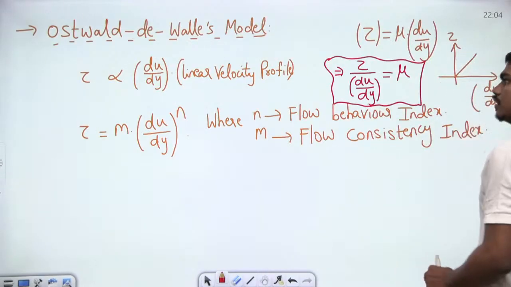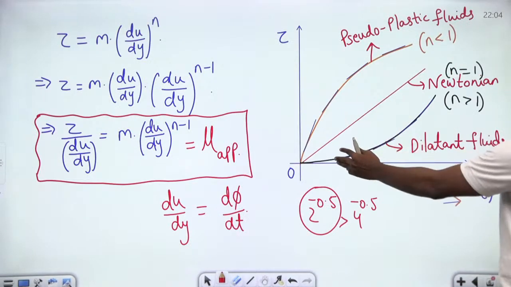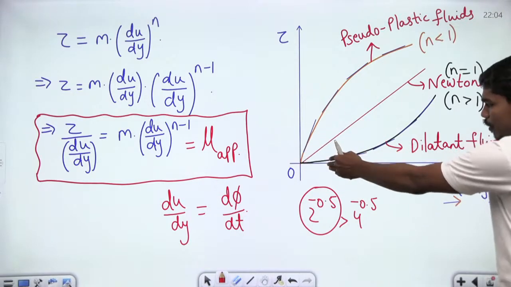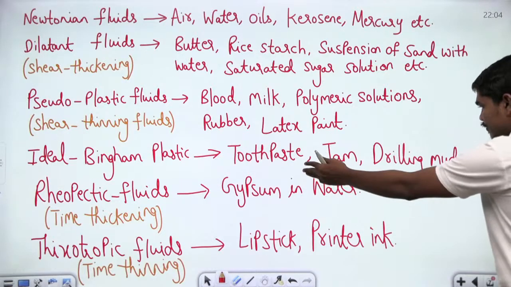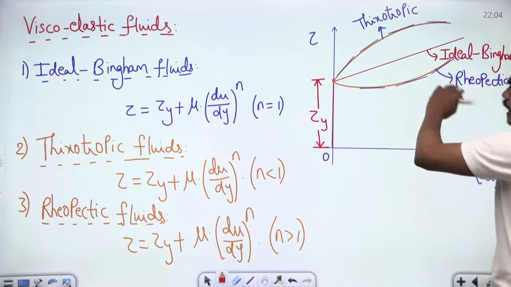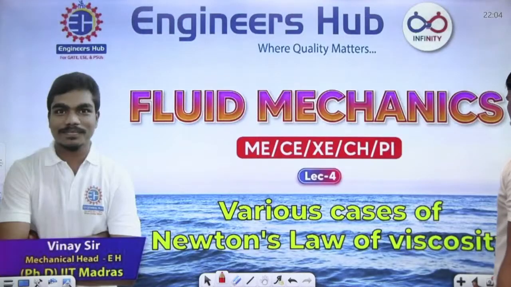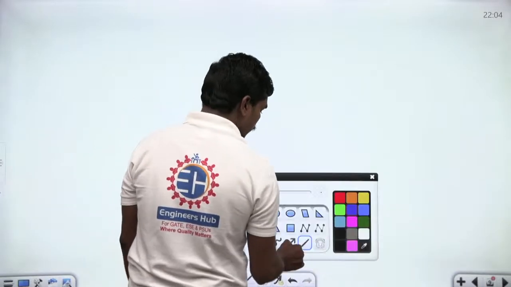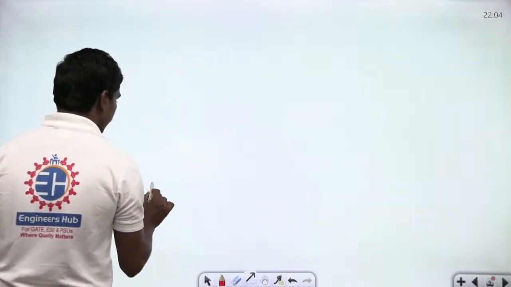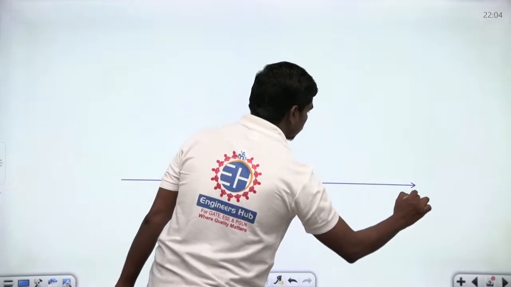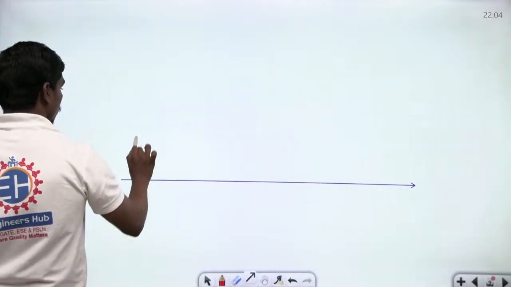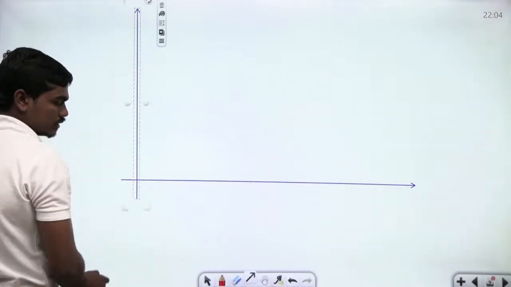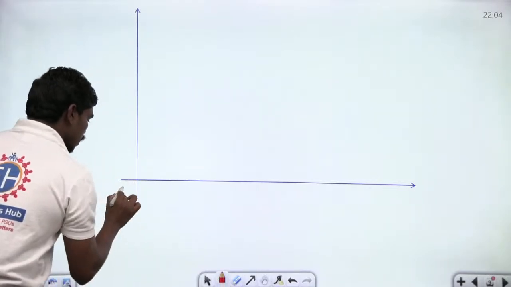Let us try to plot these ideal fluids, and by ideal I mean fluids which deform continuously under the application of infinitesimally small shear stress, and these viscoelastic fluids on the same chart. Let us try to do that. So if you try to do this, we can see a big list of fluids here. Yes, so see here, this is your origin.